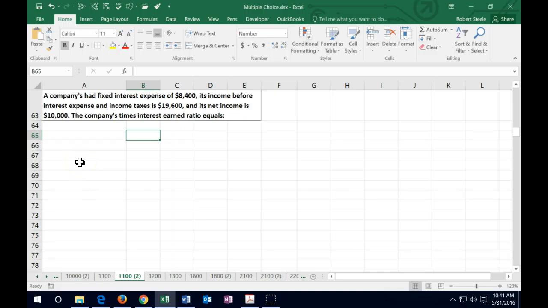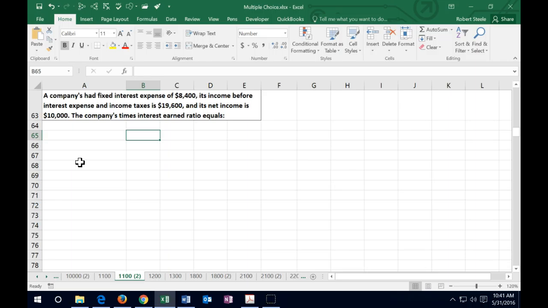Hello, in this lecture we're going to work some smaller test type problems that could be small enough to fit in a multiple choice type format. So here we have a company had fixed interest expense of $8,400. Its income before interest expense and income taxes is $19,600 and its net income is $10,000. The company's times interest ratio equals what?